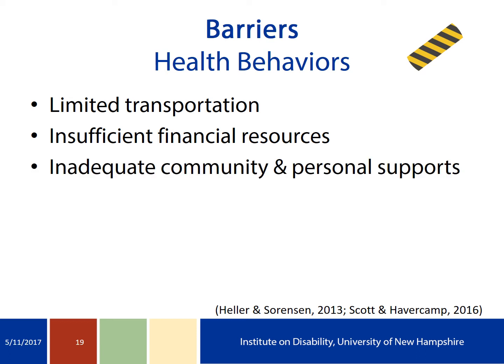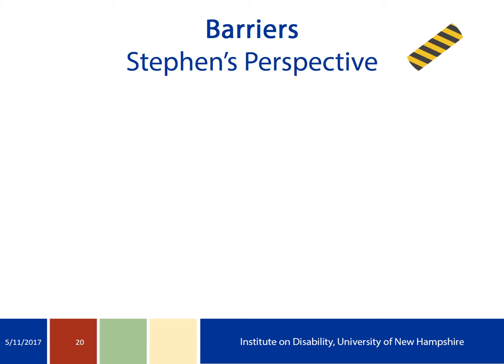Inadequate community and personal supports make it difficult for some individuals to take the lead in making healthy choices. Oftentimes, individuals with IDD are dependent on the choices of others, what we like to call the extended care network, such as family members or personal care attendants. This dependence on others makes it much more challenging for a person to decide on their own that they want to be more active and eat healthy.